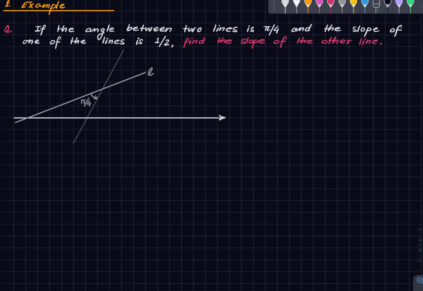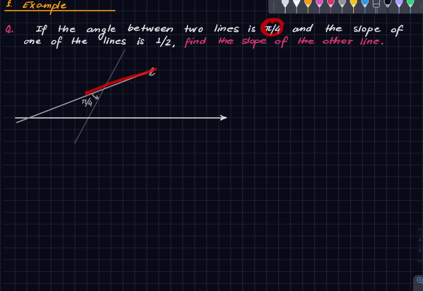Okay, so example, suppose we have two lines which have an angle of pi by 4 between them. So this is one of the lines and this is another line. Angle is pi by 4, and it is given that one of the lines is slope half. So slope of this guy is half, and the angle between this line and another is pi by 4. We need to find the slope of this other line. Now there could be two such lines. One is the one I have drawn, where the angle is pi by 4 in this direction, or the angle could be pi by 4 in that direction.